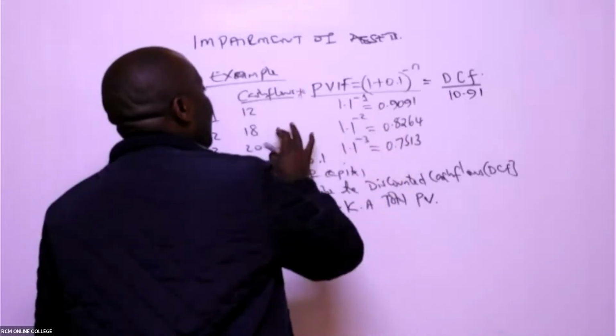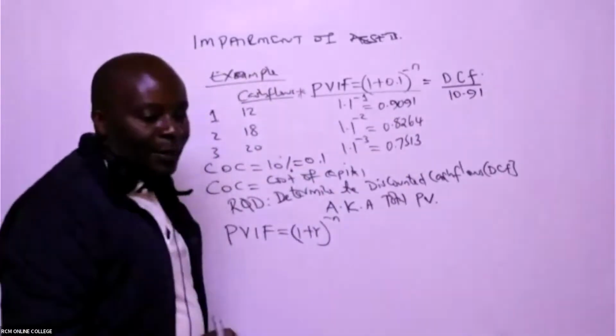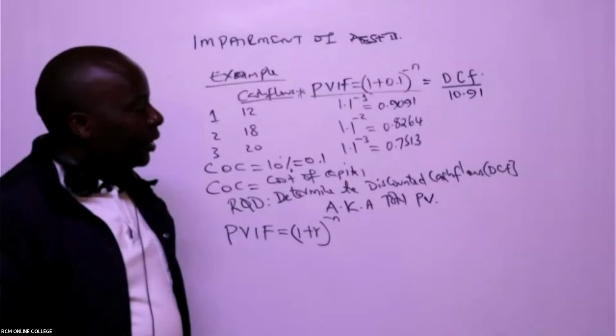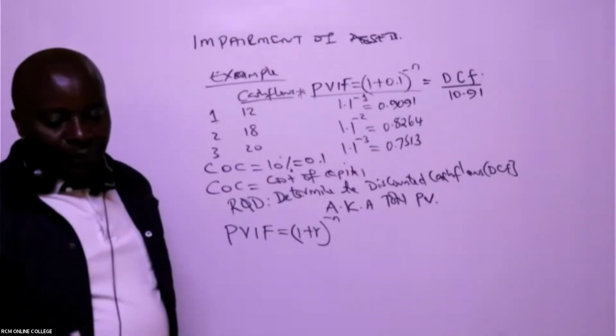Then we have 18 times this. What are we getting there? 18 times 0.82 plus 64.